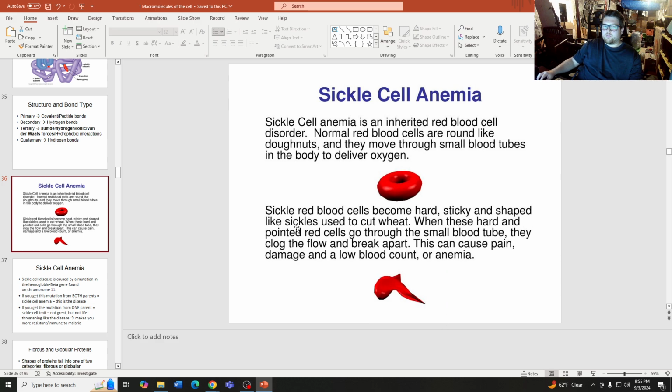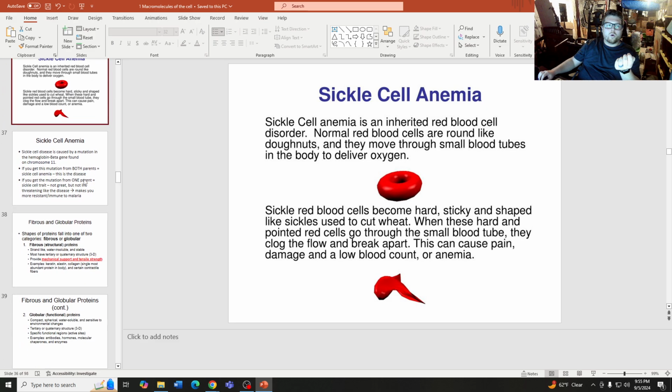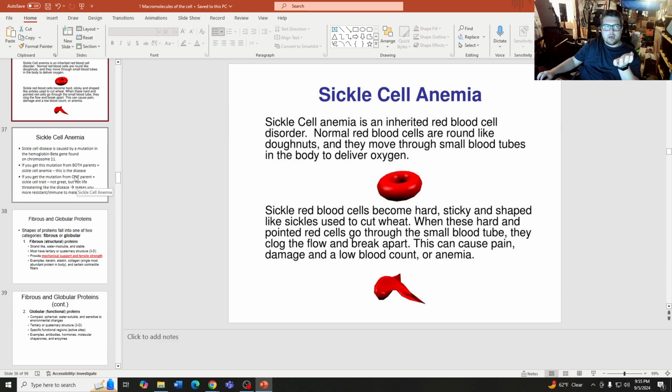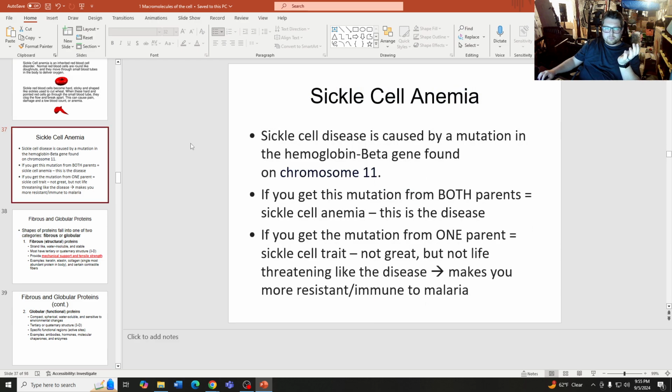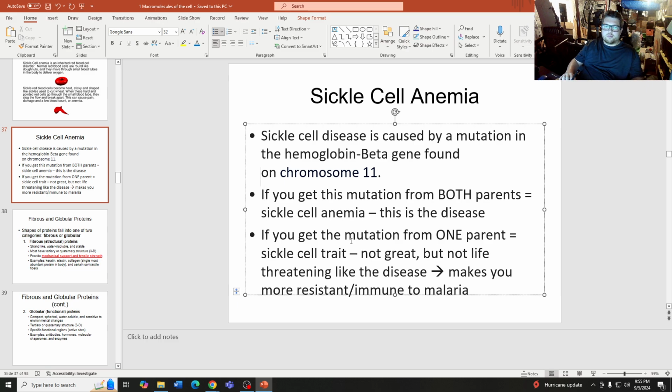And when these blood cells go down the small blood vessels and go into the capillaries, they can get stuck. They can hit the edge. They can get stuck. They can break apart, which causes pain and damage, and your body then finds these cells and breaks them down. So you get anemia, or low red blood cell count in the body. It is a genetic disease due to this mutation.